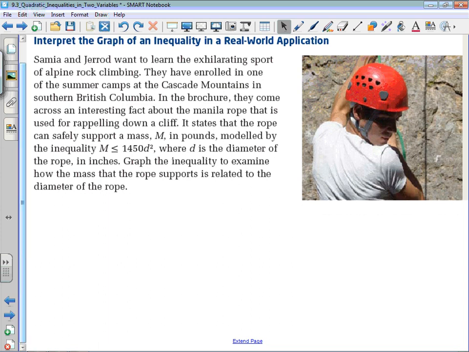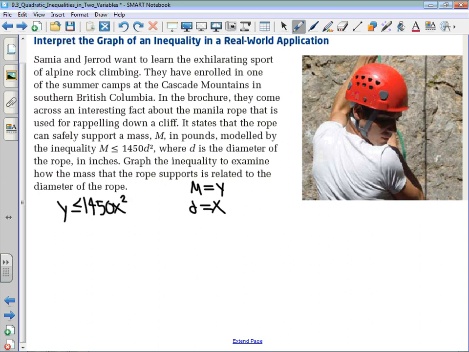So we get to arbitrarily choose, and I say arbitrarily, but it's not going to be arbitrary. We're going to choose y as the isolated variable. So I'm just going to say that m is going to be represented by y, and d is going to be represented by x. And the reason why it is valuable to put that in terms of y and x is really what this question is trying to get us to do is graph y is less than or equal to 1,450 times x squared.